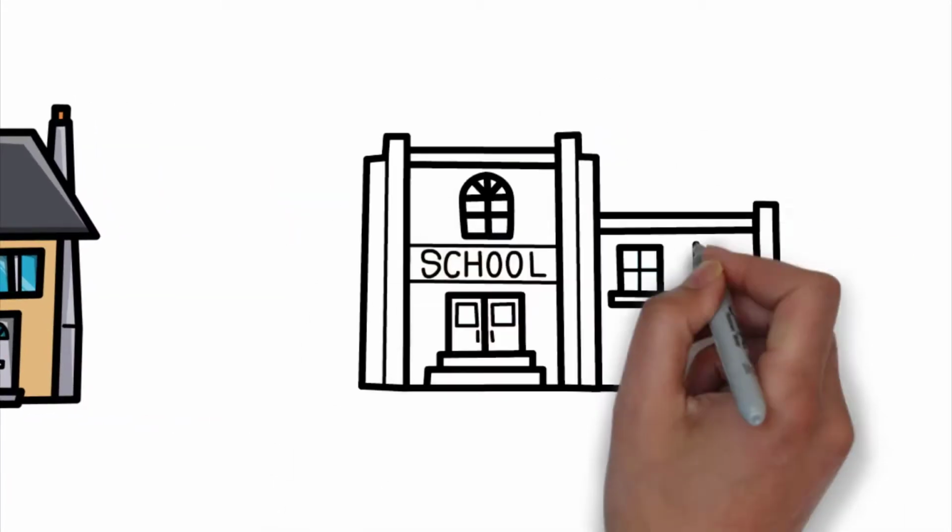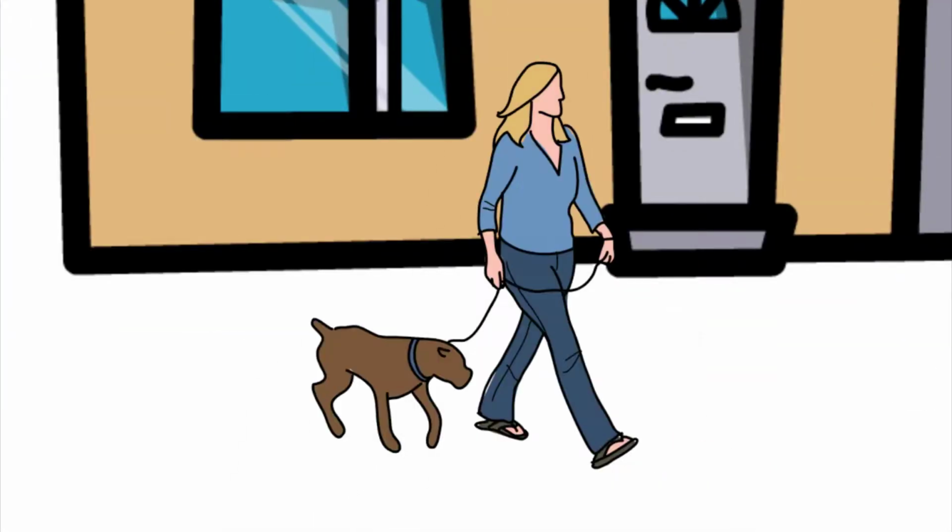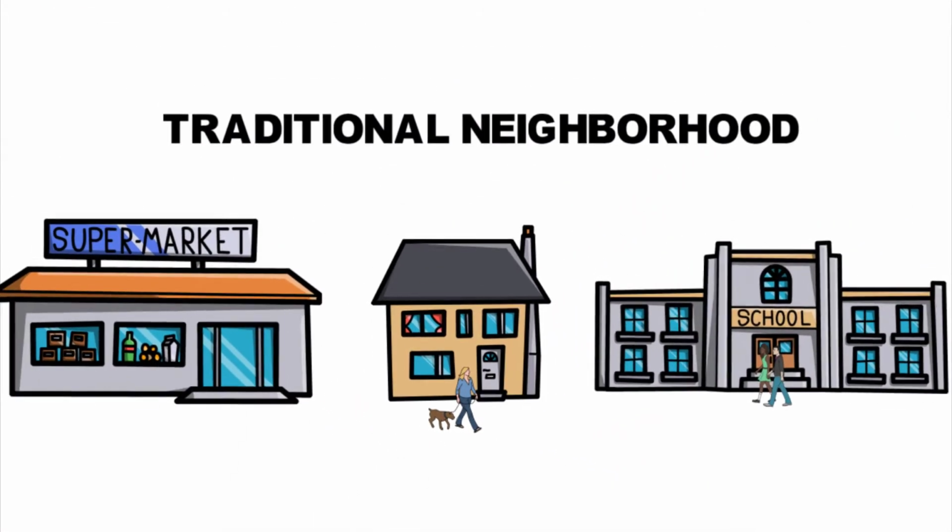Traditional neighborhoods are usually located in core areas of the city. Because these neighborhoods were built before society's reliance on automobiles, they are designed to provide residents with housing, shopping centers, schools, and more, all within a short walking distance.